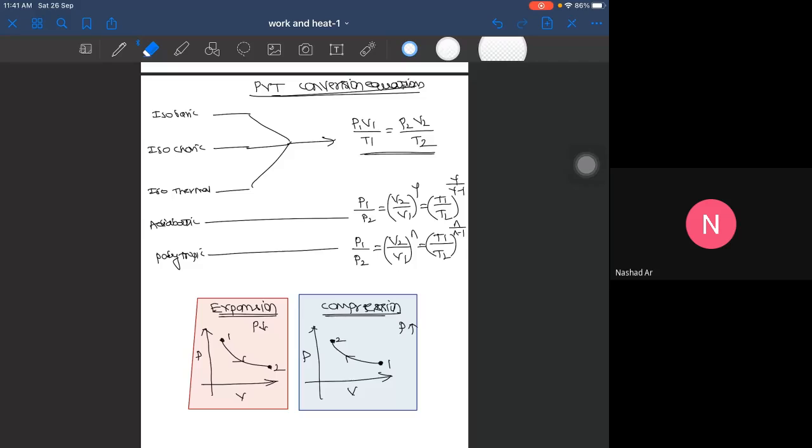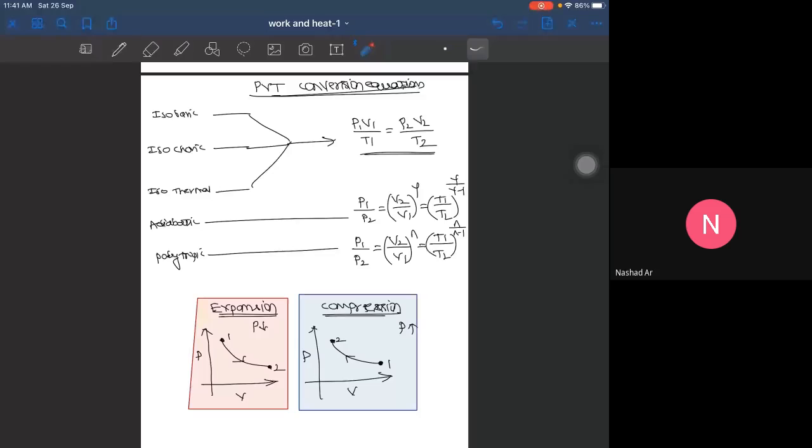So PVT conversion equations are used when you know certain parameters out of pressure, volume, and temperature of one state, and you don't know one parameter in the other state. Then you can use these relations to find the unknown parameter among pressure, volume and temperature in two different states, that is state 1 or state 2. So in any two different states, if any one of the parameters is unknown, then you can use these equations to find that parameter.